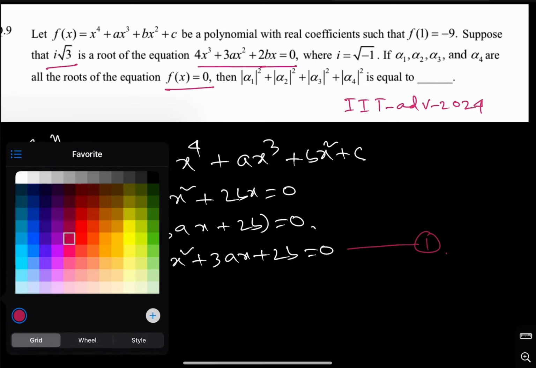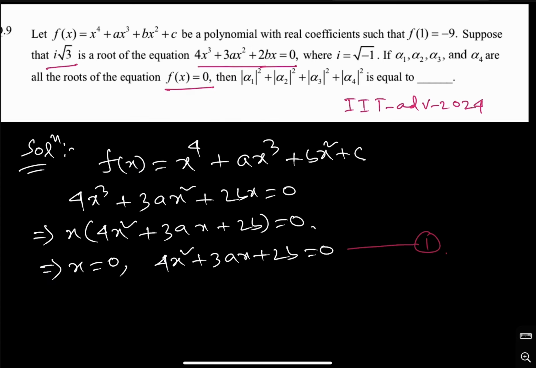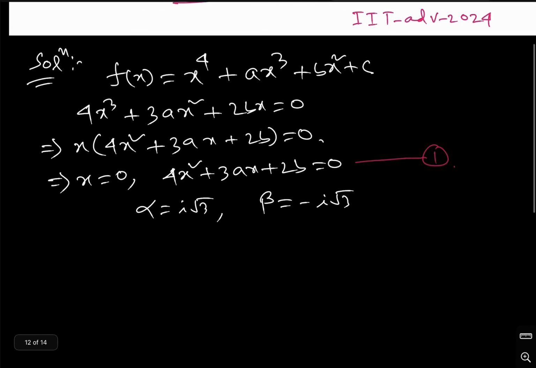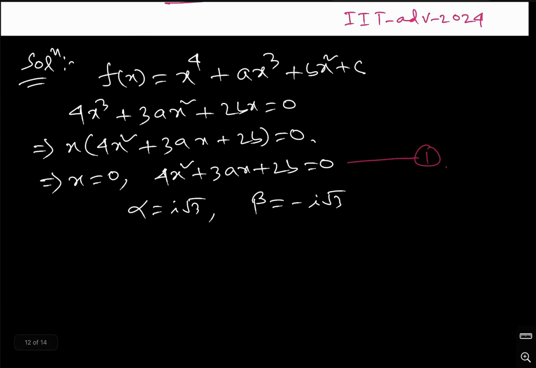So if we let α equal to i√3, then from basic theory of quadratic equations we know that complex roots always occur in conjugate pairs. So we can say that equation 1 will also have a root -i√3. Now we will use some very simple tricks of quadratic equations, that is, the formulas of sum of roots and product of roots.